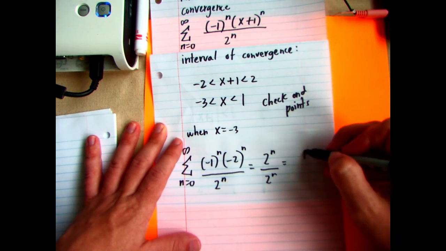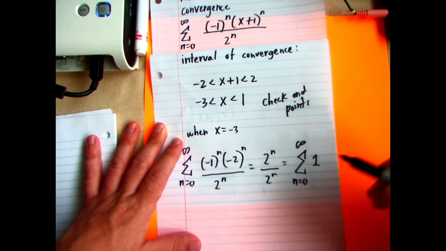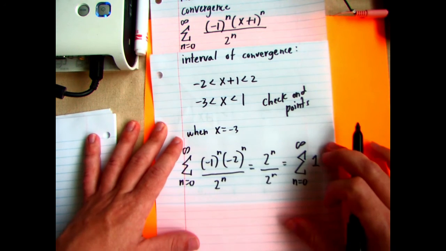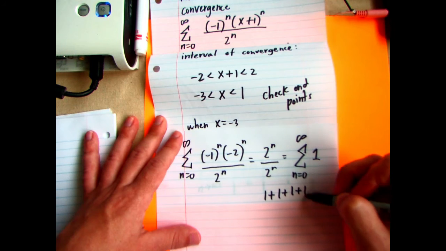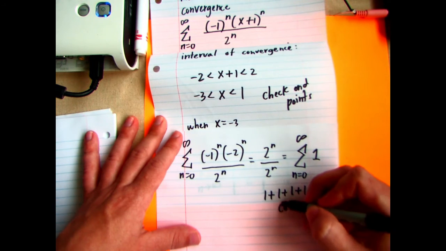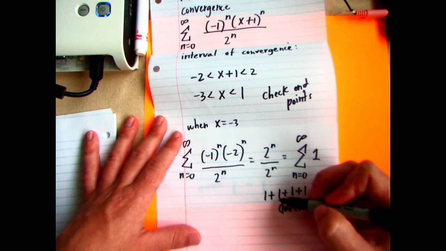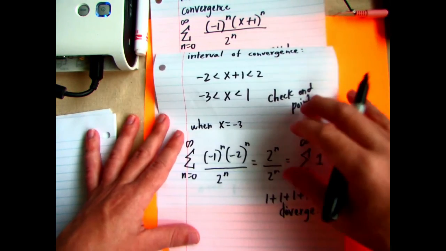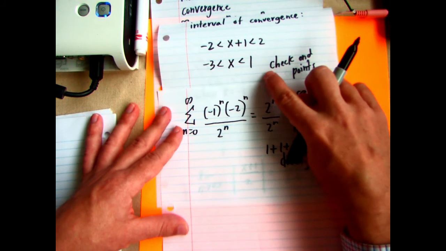that infinite sum will become 2n over 2n, which is 1. So for each term, I'm going to have a value of 1. So that infinite sum is going to be 1 plus 1 plus 1. That infinite sum diverges. So when x is negative 3, the power series diverges. So I'm not going to include negative 3 in my interval.